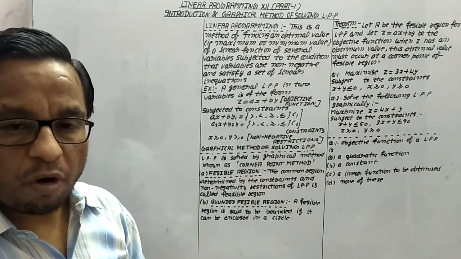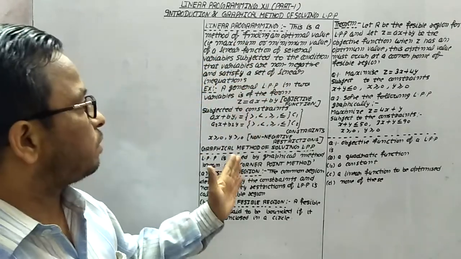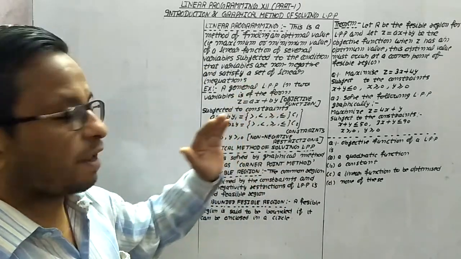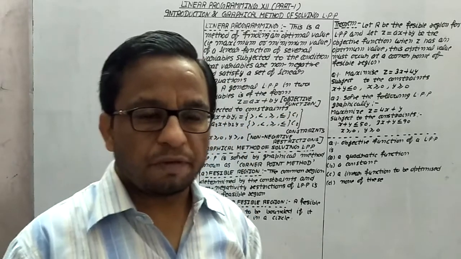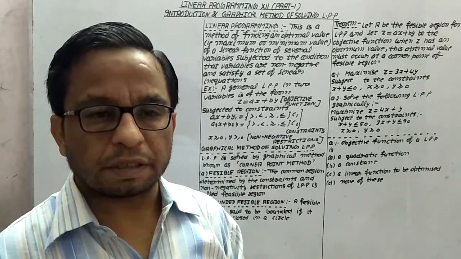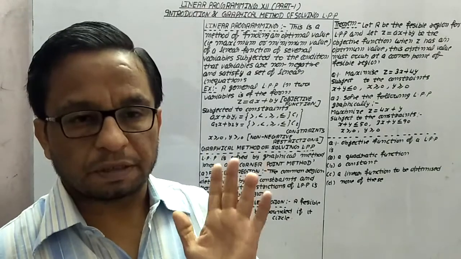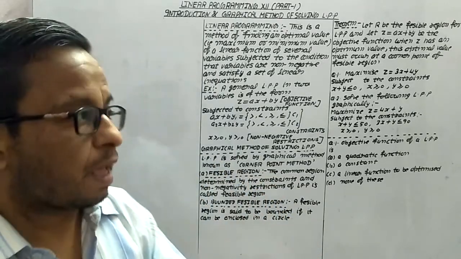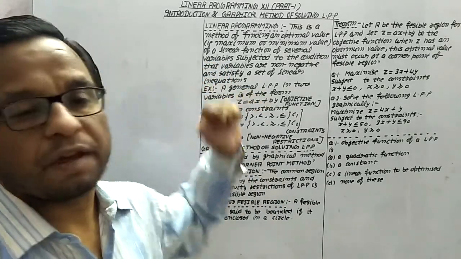Optimal value means maximum or minimum value of a linear function of several variables subjected to the conditions that the variables are non-negative and satisfy a set of linear inequations. It means we will have a linear function which will contain a number of variables, but here we have to discuss only that problem in which the linear function will have at most two variables, and those variables are non-negative, and this linear function will also satisfy a set of linear inequations.